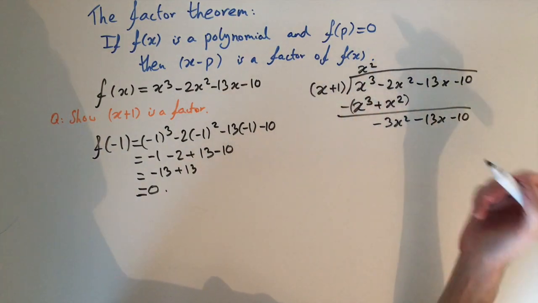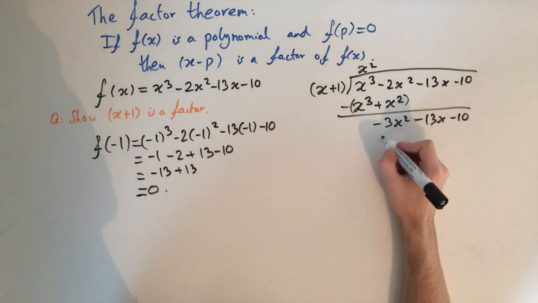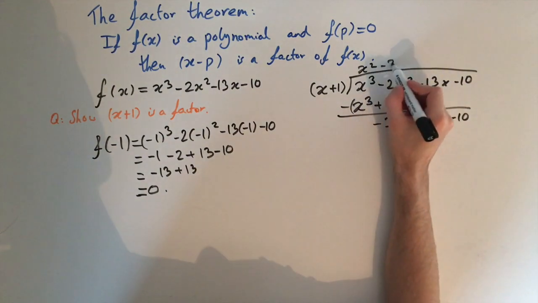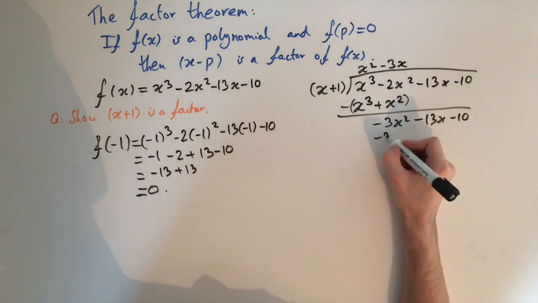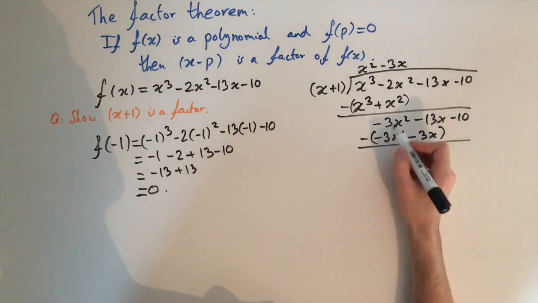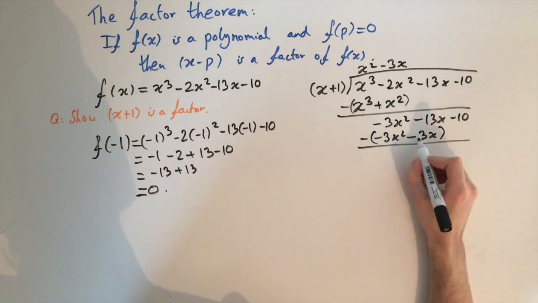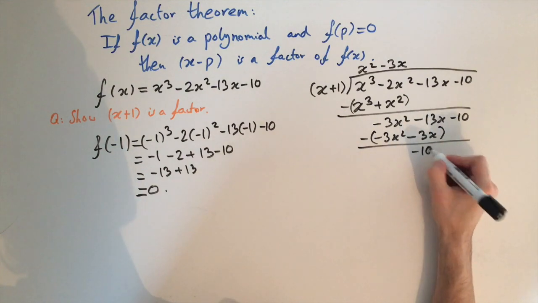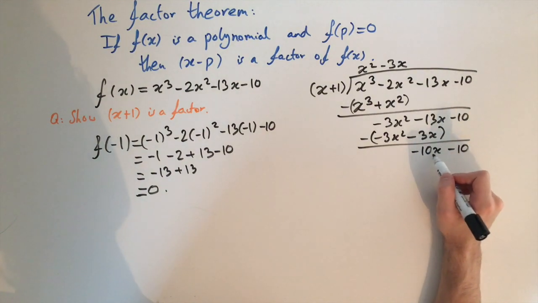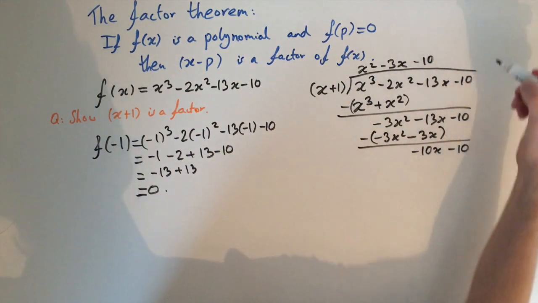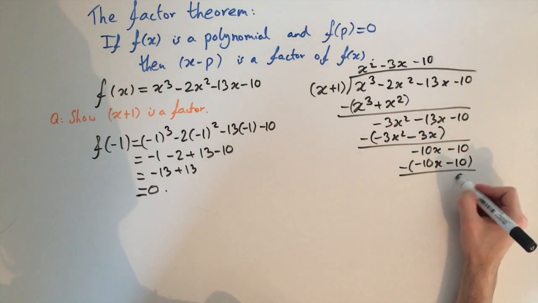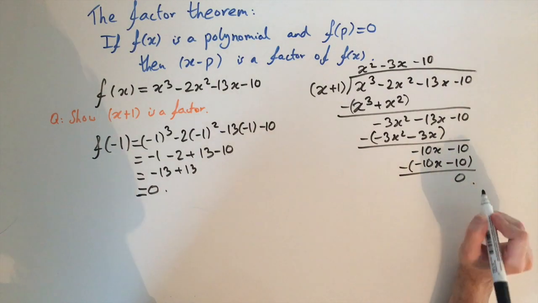Again, we divide by x. I won't go through all the details very carefully, I'll just do it quickly. If we divide by x, we have minus 3x, then multiply this down, we have minus 3x squared minus 3x. Draw brackets, subtract this term off, this cancels, the double minus turns into plus, and we have minus 10x minus 10. One more time, to get rid of the linear term, divide by x, we get minus 10. Then multiply this down, we have minus 10x minus 10, subtract this off, and we get a remainder of 0, which is exactly what we expected.